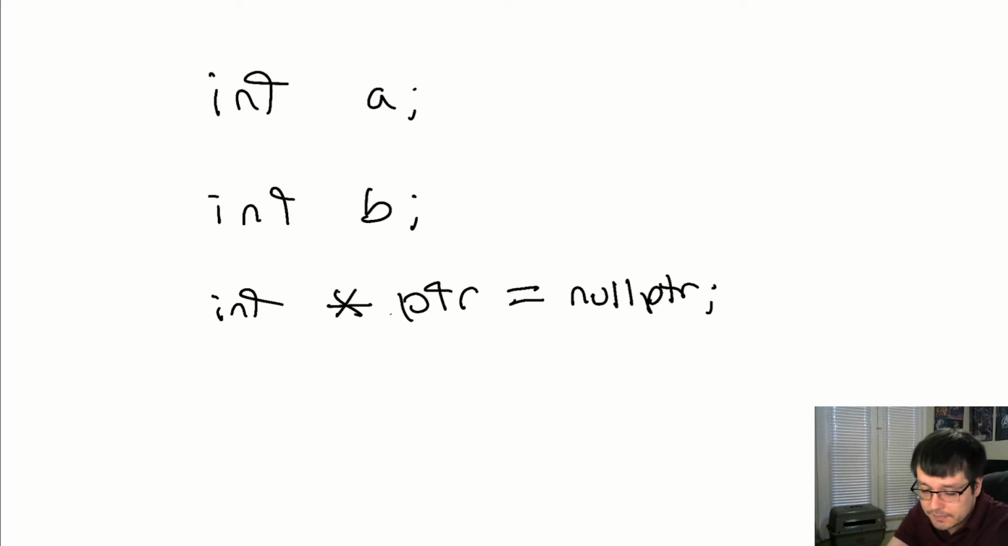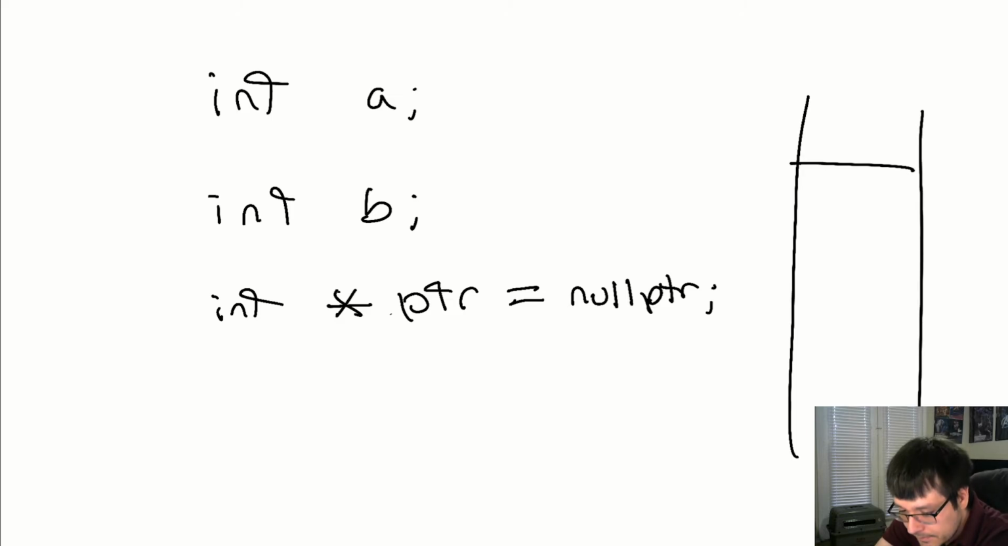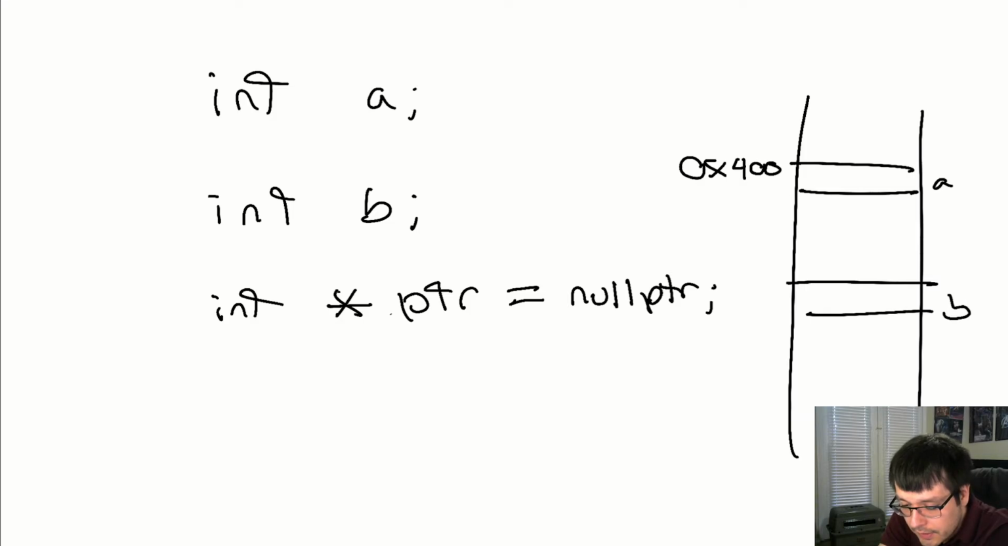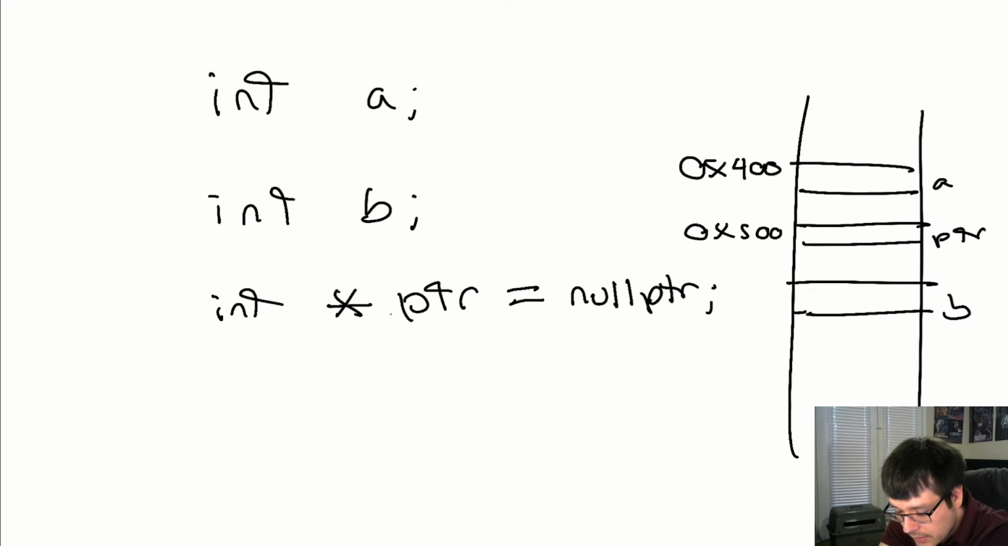And then, a visual representation of what that looks like. Let's say that that's where A happens to be, so I'll just put a label as A. Somewhere else in main memory here is B. And then somewhere in here is PTR. Again, these are arbitrary values that I'm just throwing in. Okay?